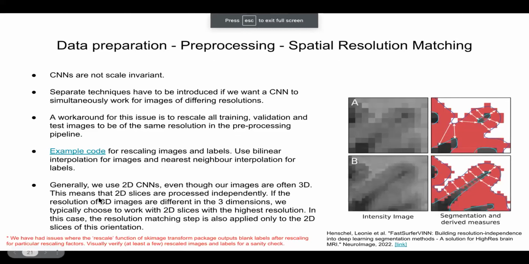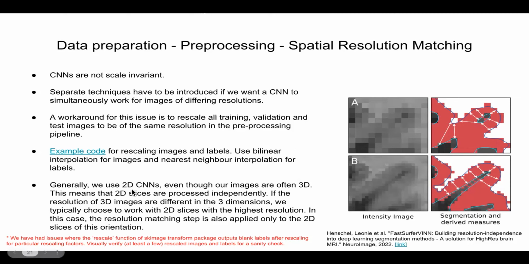Right. The next step is to match the spatial resolutions. Again, CNNs are not rotation invariant. They're also not scale invariant. So one way to deal with images of different scale would be to have a data set that contains many different scales. But the other way would be to remove all kinds of scale differences, and a way to do this would be to rescale images. For images, we can use bilinear interpolation or bicubic interpolation. And for labels, because these are discrete values, we should use nearest neighbor interpolation.